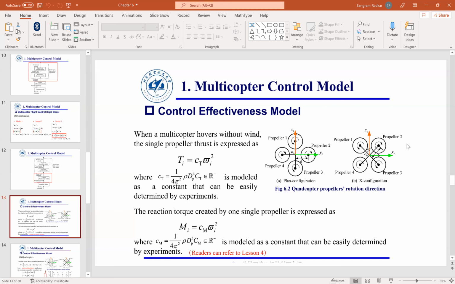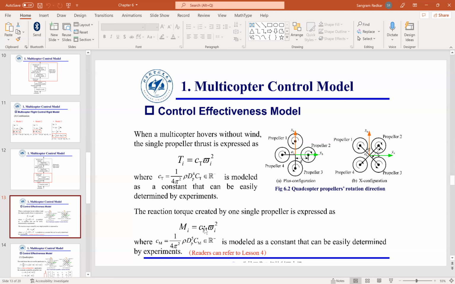So if you look at the thrust that is generated by a prop, that is given by CT, the coefficient of thrust, multiplied by the angular speed squared. So Ti, the thrust generated by each prop, is given as CT multiplied by omega squared, where CT is a constant term that depends upon the geometry. You can use some experimental data or some CFD analysis to find out the value of CT.